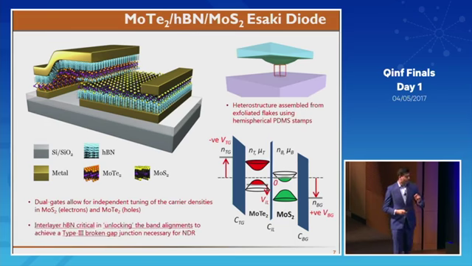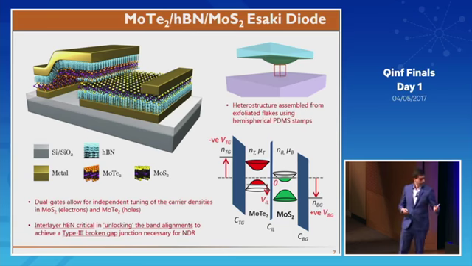Now, the role of the interlayer hBN is extremely critical, as it'll help us in unlocking the band alignments of the MoS2 with respect to that of the MoTe2, thereby allowing the two bands to move relatively freely with respect to each other, which will help us in creating a type 3 broken gap junction that is necessary for achieving room temperature NDR in the forward bias characteristics of this device.